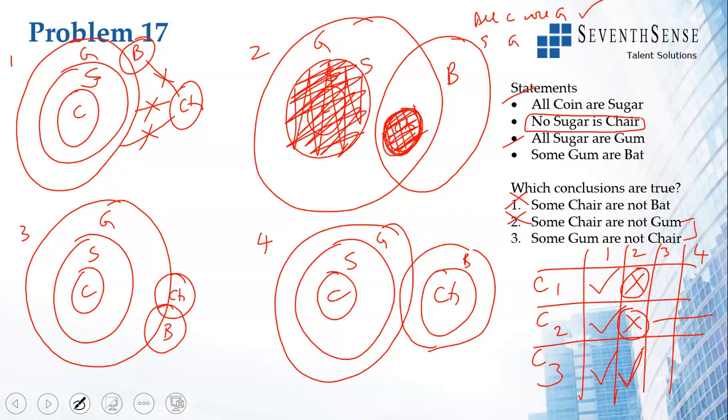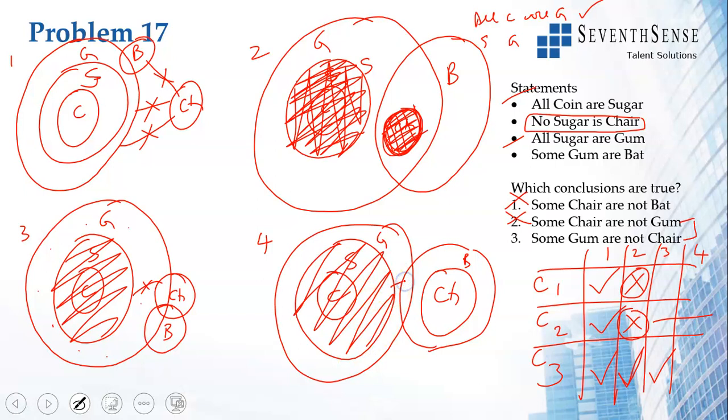Third section also, some gums are not chairs. If you see, there's so much of this area which are gums which are not chairs. This part again can't be chairs, so I put a tick here. And again this part which are sugars can't be chairs. There's no overlap. Hence it is a tick there as well. This is the only conclusion which has all the ticks in that row. Hence the only conclusion which is true is conclusion 3.